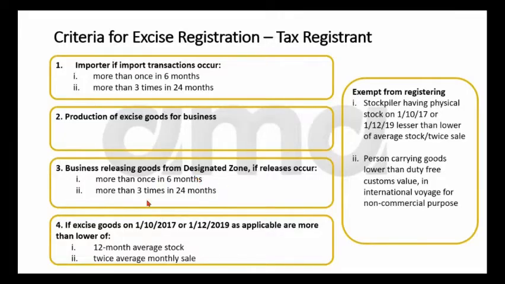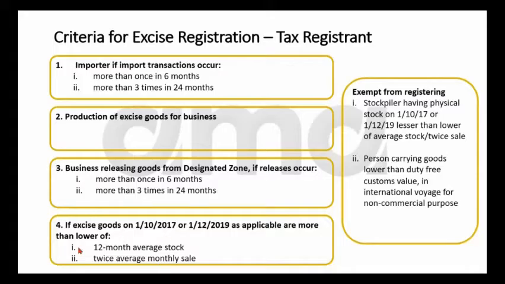Why? Because on these dates, the excise department mandated that one has to check its physical stock, and if that physical stock was more than either of these two amounts, I mean the 12 months average stock or twice the monthly average sales of the last 12 months, then they were mandated by the law to register.